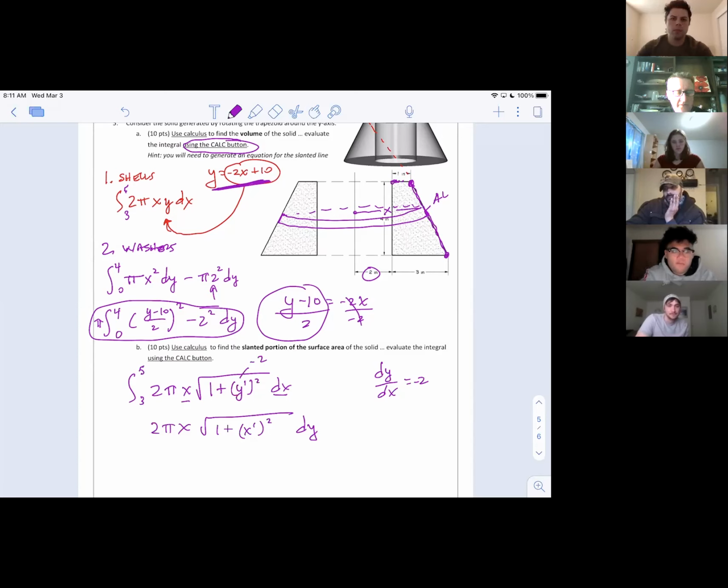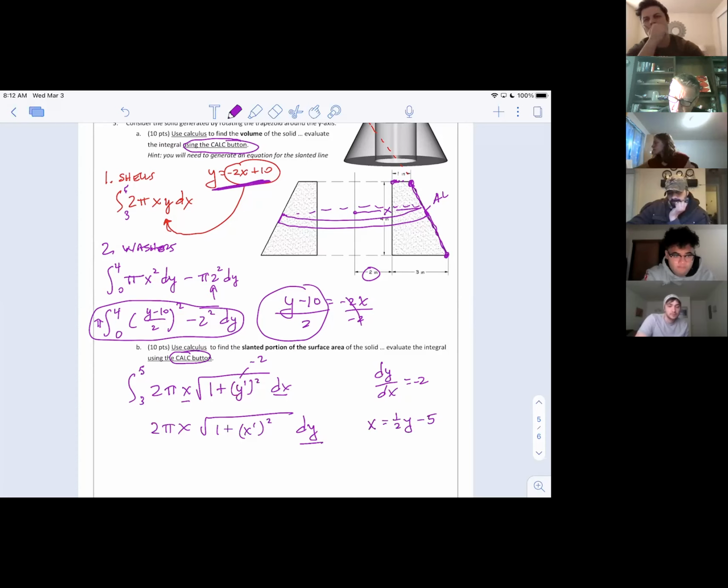I didn't have to, in this case, say use the calc button, just because this is just a constant. This is 1 plus 4, this is 5, that's the square root of 5. And so this is actually not hard to take by hand. What if you did the other one? Well, then you say, okay, great, I'm working with y's. X is equal to, we said y minus 10 over 2, so that'd be 1/2 y minus 5.